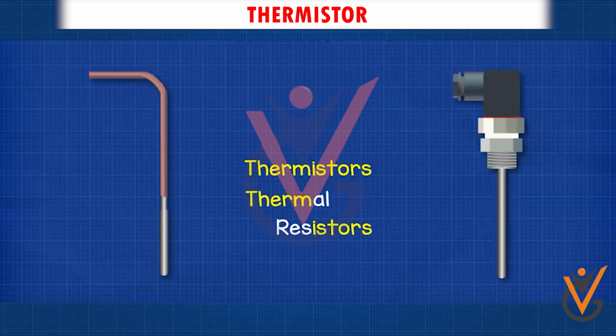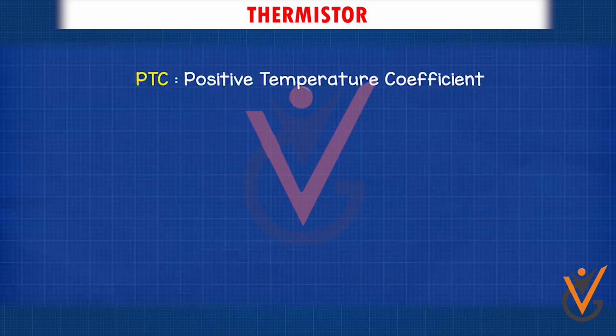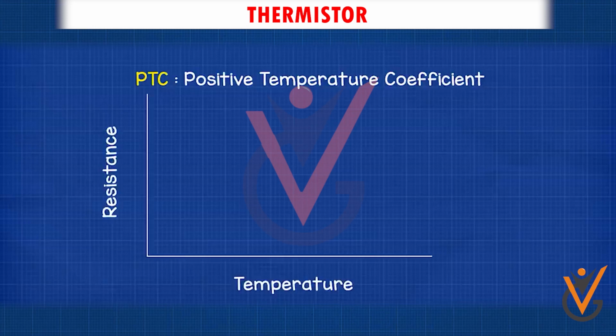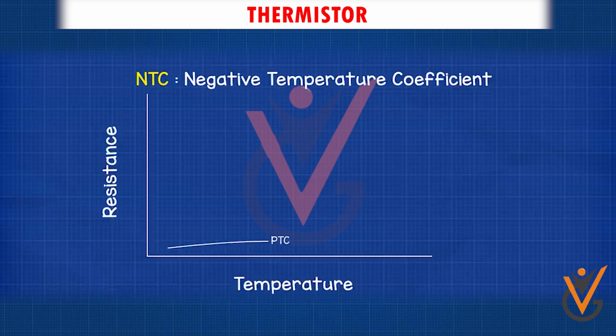In other words, it's a thermally controlled resistor. A thermistor is a sensitive semiconductor of metal oxides whose resistance increases or decreases with temperature. Based on the increase or decrease in resistance, thermistors are classified as PTC, or positive temperature coefficient, thermistors, which are those whose resistance increases with an increase in temperature. NTC, or negative temperature coefficient, thermistors are those whose resistance decreases with an increase in temperature.